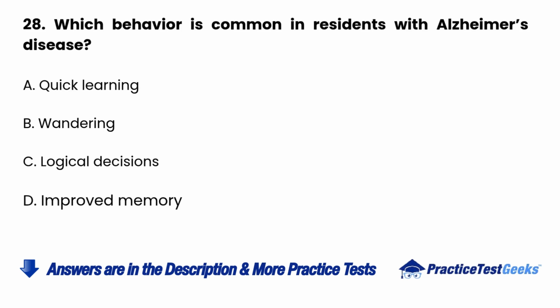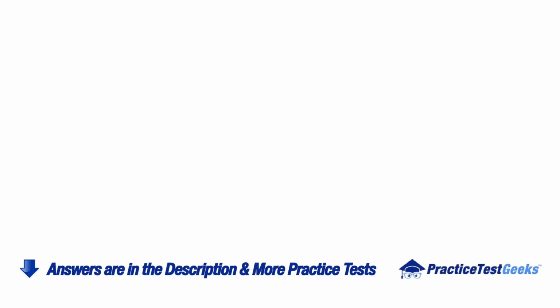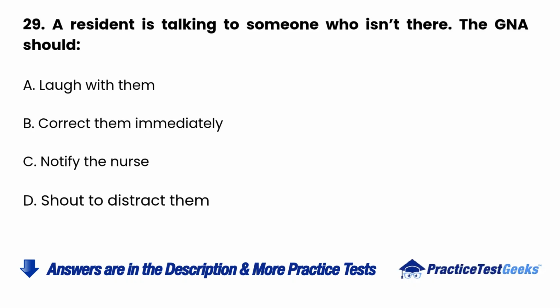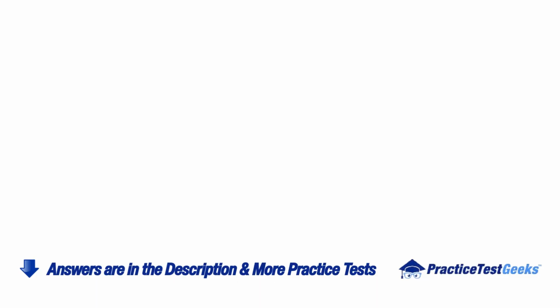28. Which behavior is common in residents with Alzheimer's disease? A. Quick learning. B. Wandering. C. Logical decisions. D. Improved memory. 29. A resident is talking to someone who isn't there. The GNA should A. Laugh with them. B. Correct them immediately. C. Notify the nurse. D. Shout to distract them.